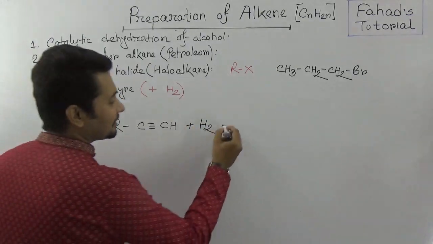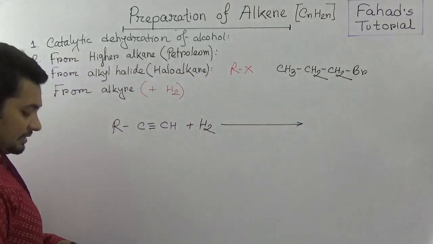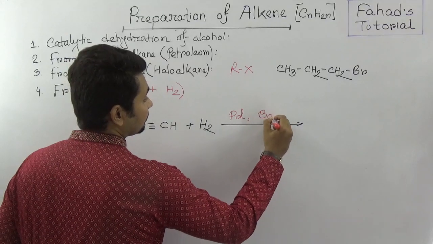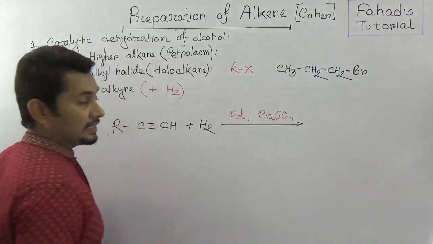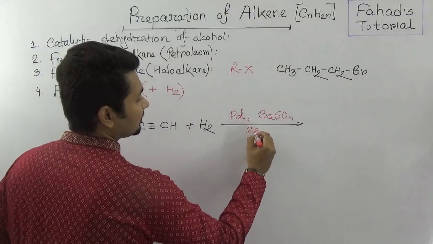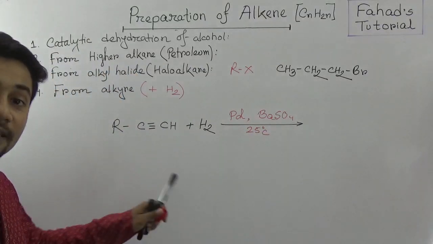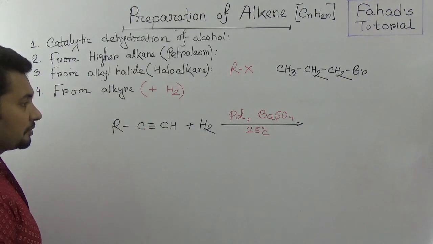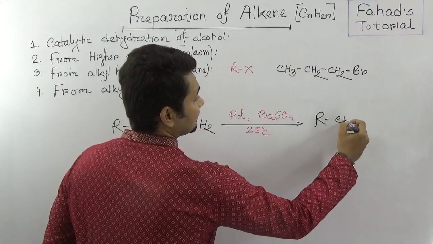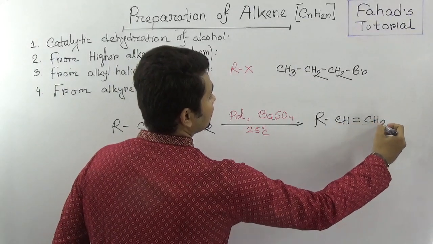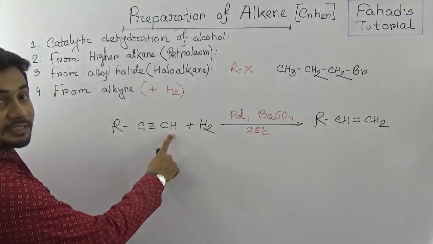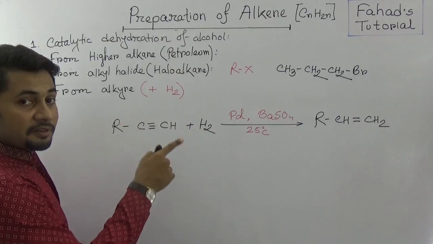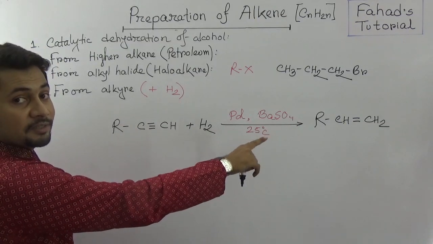But what is the catalyst? You should remember one thing. The catalyst is palladium in the presence of barium sulfate, and the temperature is 25 degrees Celsius. In this condition, this hydrogen will add, and that will produce R, CH, double bond, CH2. So one hydrogen is added with this carbon and with that carbon, so one bond will be removed and one double bond will be there.